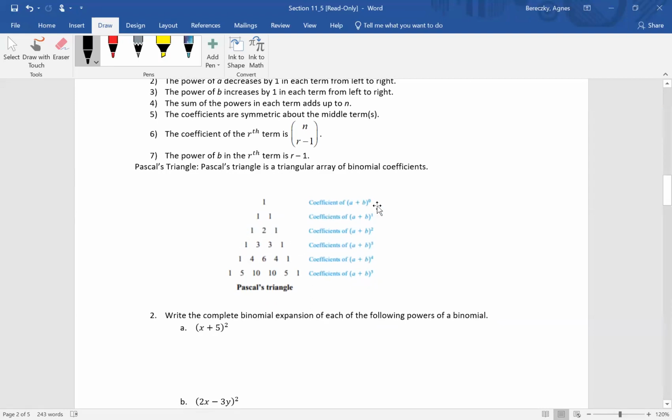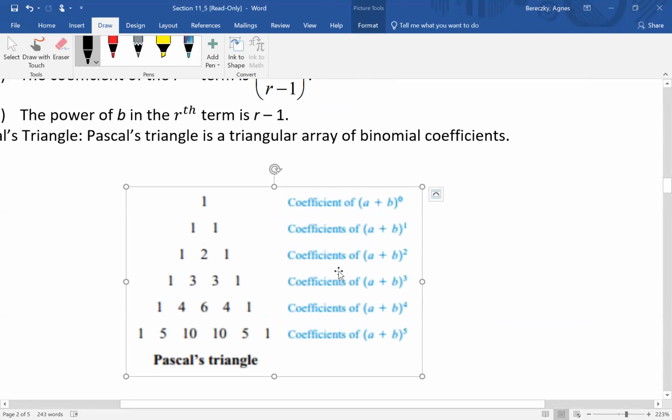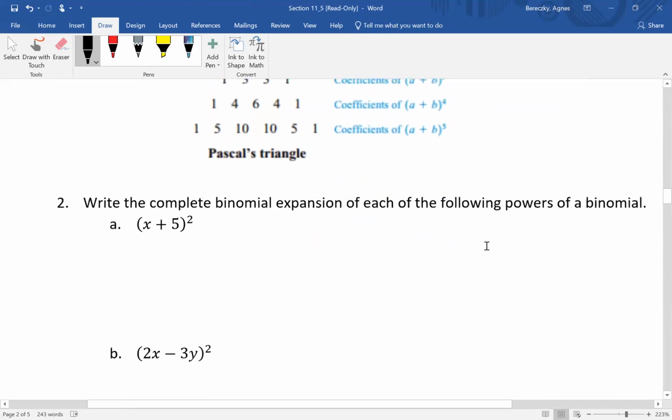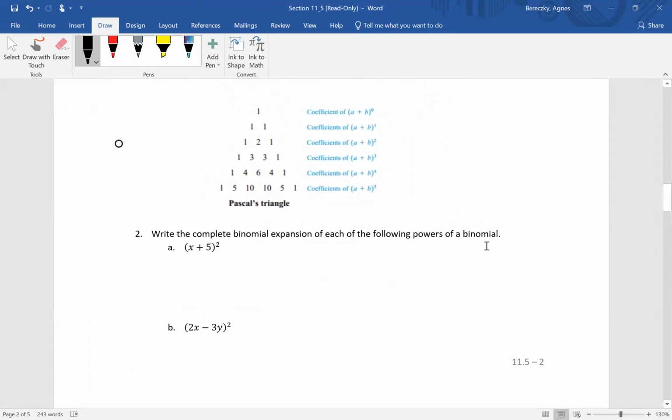This would be to the 0 power. This would be to the first power and the second power and so forth. So let's practice a bit just to understand what we are using.